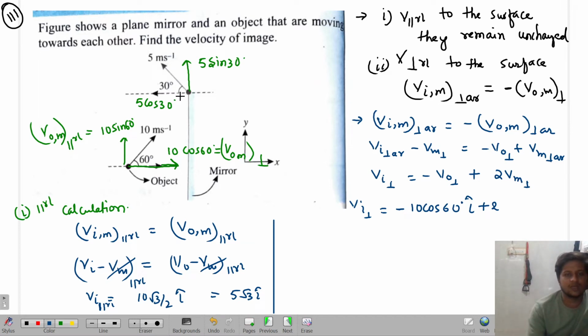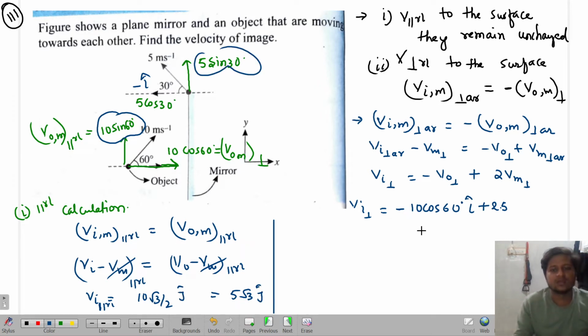What is the velocity of the mirror perpendicular? It is 5 cos 30, but it is along the minus i cap. Yes or no? So it will be 2. That is the velocity of image parallel, it is 5 root 3 i cap, sir. No, j cap, j cap. Correct, Gagan, that's the biggest mistake I have made. Why? Because these are along the perpendicular, along the y-axis. So it will be j cap, not i cap: 5 root 3 j cap. Correct or not? Here it is i cap because we are taking the x-axis. This is my x-axis, that is my y-axis.